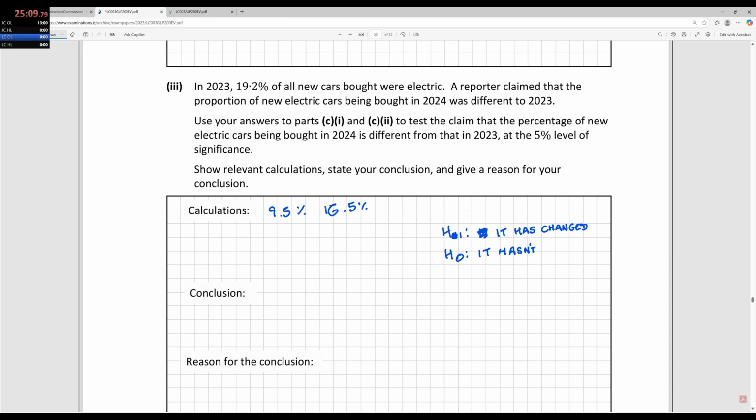It depends. I don't know what way they want to do this, but in my mind, it doesn't matter which way around it is. I think they teach you to do it a certain way just so that it's the same each time. But the answer here is that it has changed. So regardless of which one you label it, you're going to go with that one. Conclusion, we're going to say it has changed.